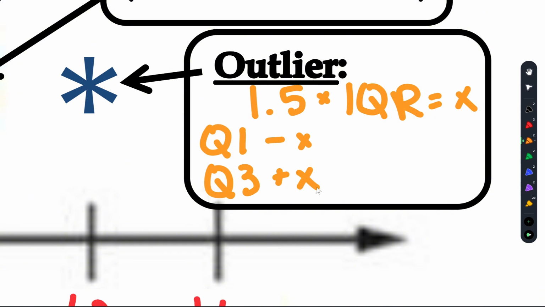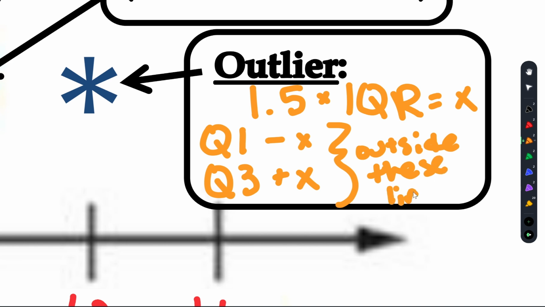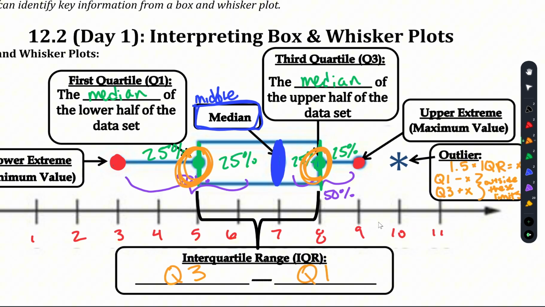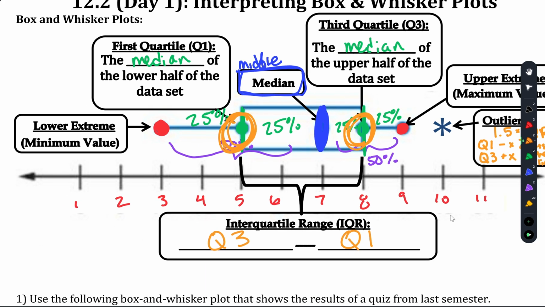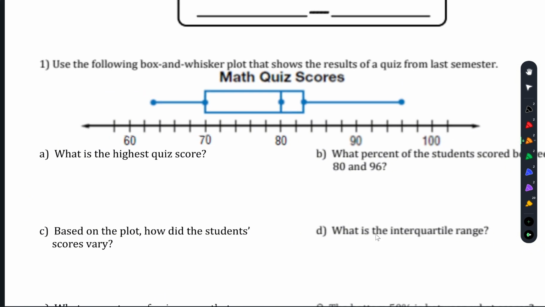Okay, so I do my interquartile range times 1.5, and then to figure out if something is an outlier, it has to be outside these limits. And I will explain that when we get there in the next example. Any questions on any of this vocab so far? Okay, so let's look at an example.